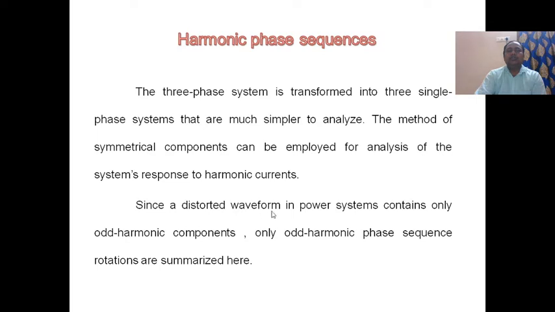Since a distorted waveform in a power system contains only odd harmonic components, only odd harmonic phase sequence rotations are summarized here. So why are only odd harmonics present? Even harmonics cancel each other. Even harmonics in the positive and negative peaks are equally distributed, so they cancel each other, but the odd harmonics are present in the waveform.